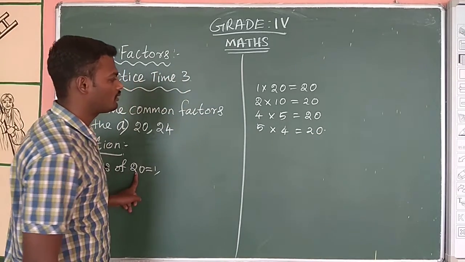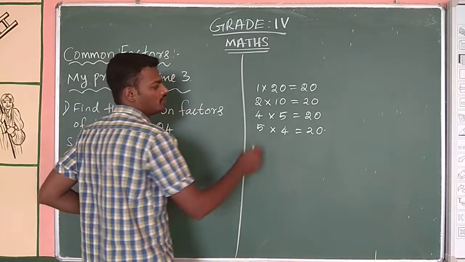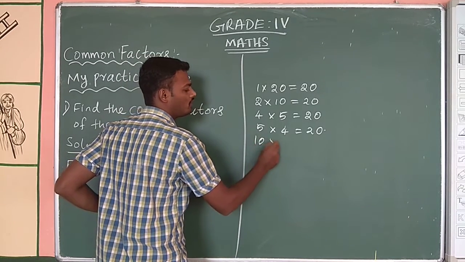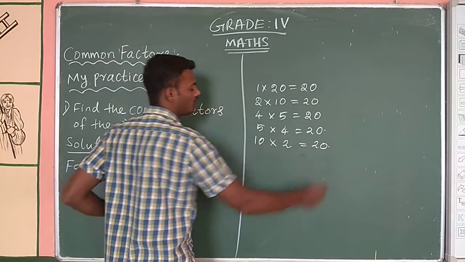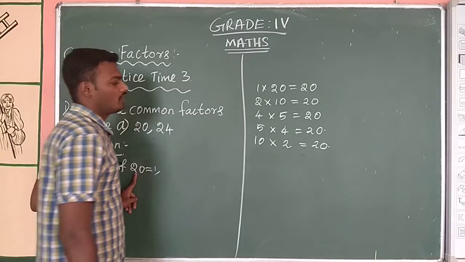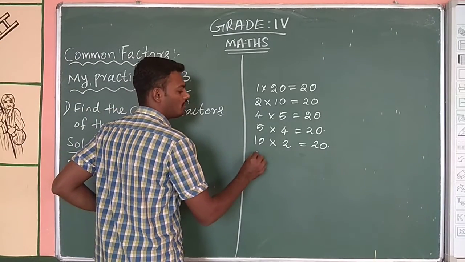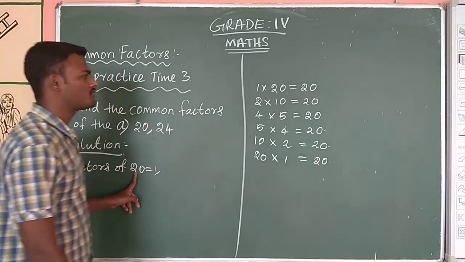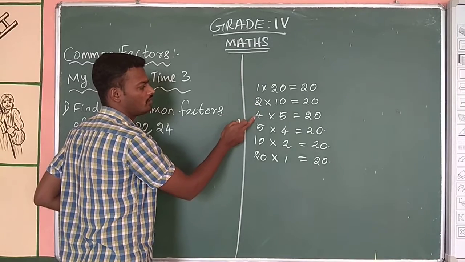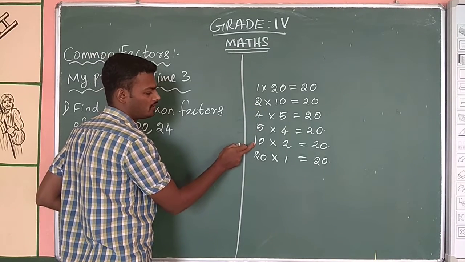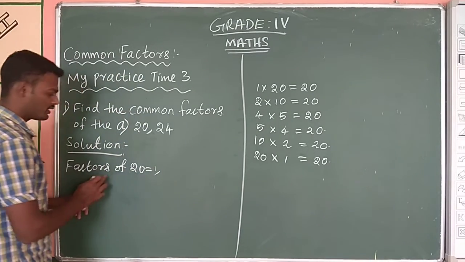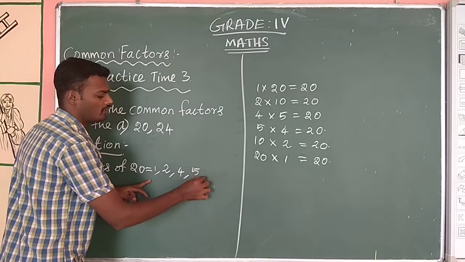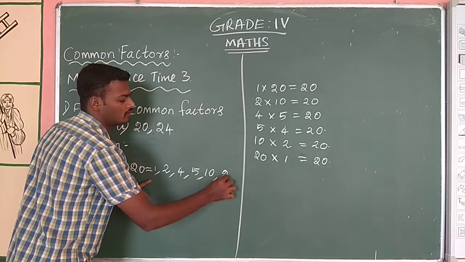20. Next one, sixth table, 20 does not come. Seventh table, eighth table, ninth table also do not come. And 10th table, 10 2s are 20. Next one, 20th table, 20 1s are 20. So 20 comes in the first table, second table, fourth table, fifth table, 10th table, 20th table. So factors of 20 are 1, 2, 4, 5, 10 and 20.